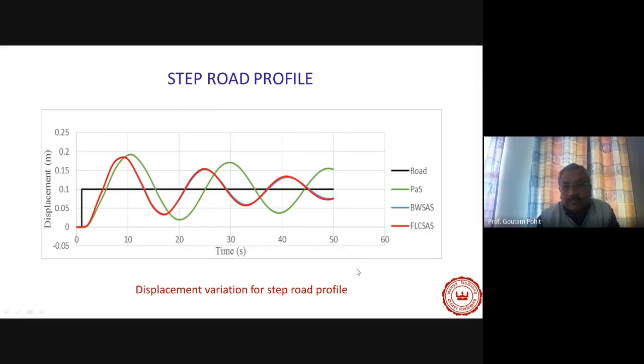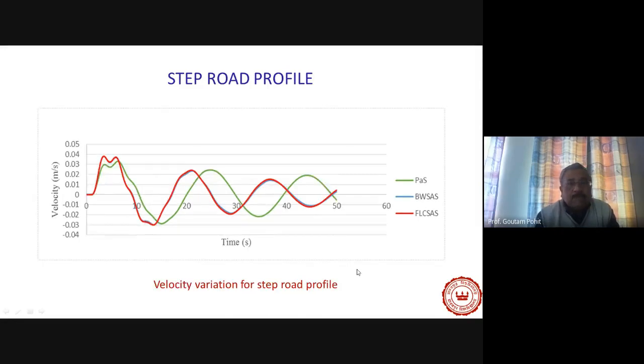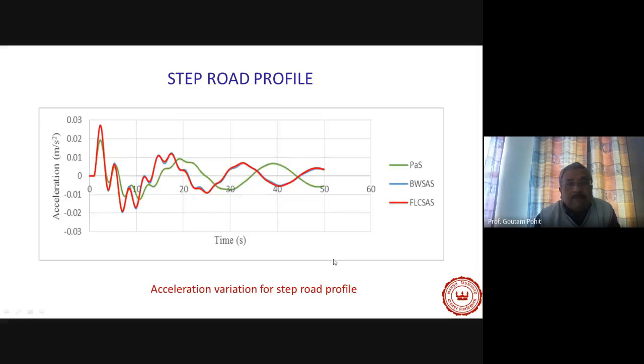This is the displacement given in time. This is the velocity response, passive, Barwen, and fuzzy logic control. Now we find that both these 2 dampers are far better than the passive damper. The response is far better than the passive damper. And a similar observation can be made for the acceleration response also.